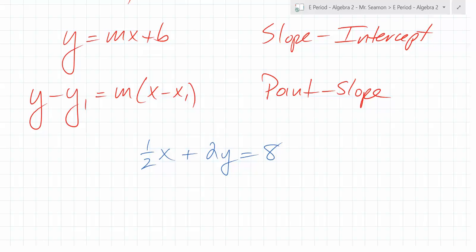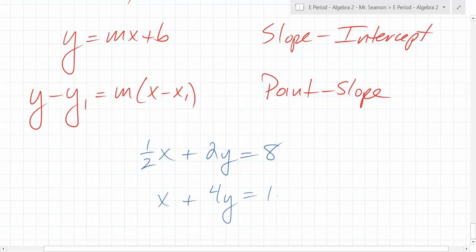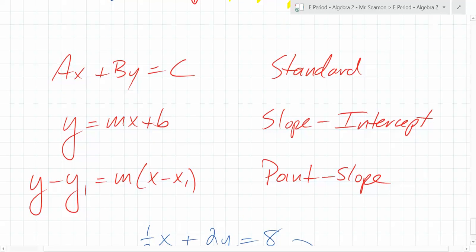X goes first, then y, then the constant. What could you multiply everything by to get rid of that fraction? You could turn this into x plus what y equals. These are the same. Some people really like the bottom one over the top. Sometimes it's just a little easier to write down. Just recognize that. You need to know these three forms.